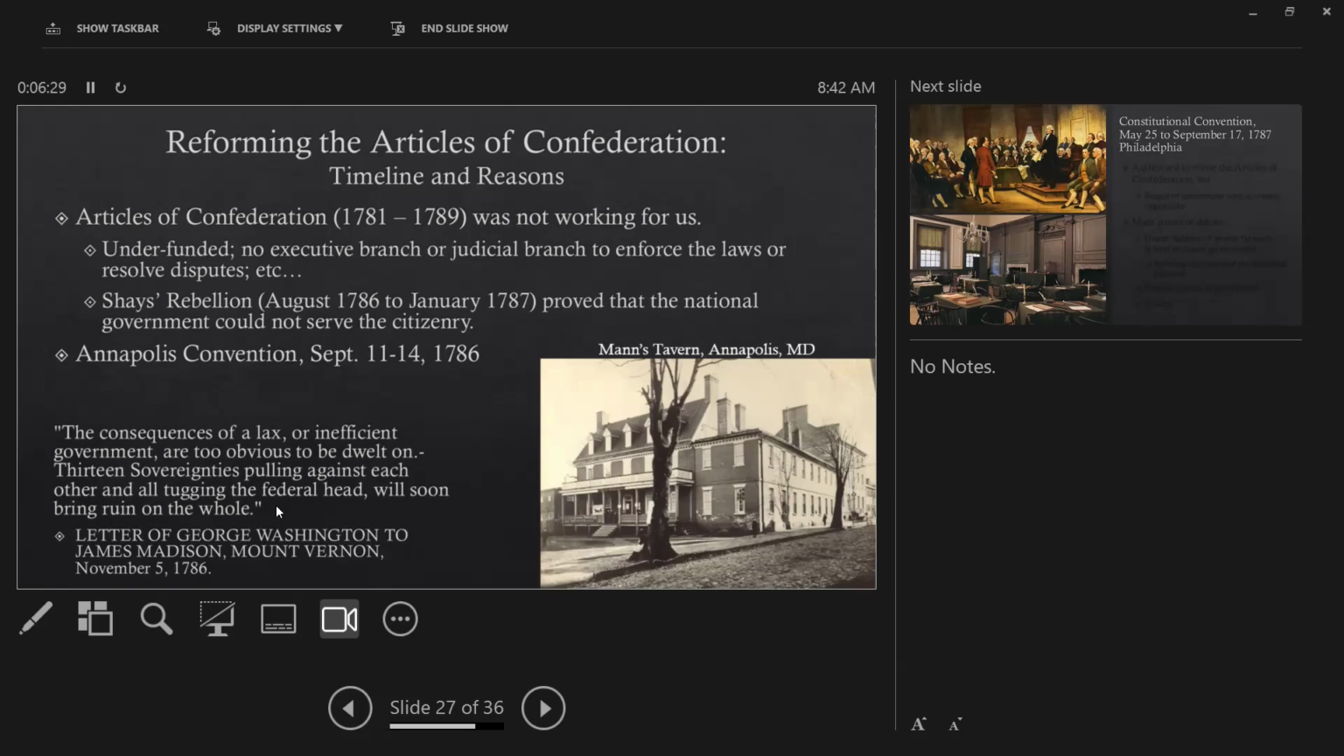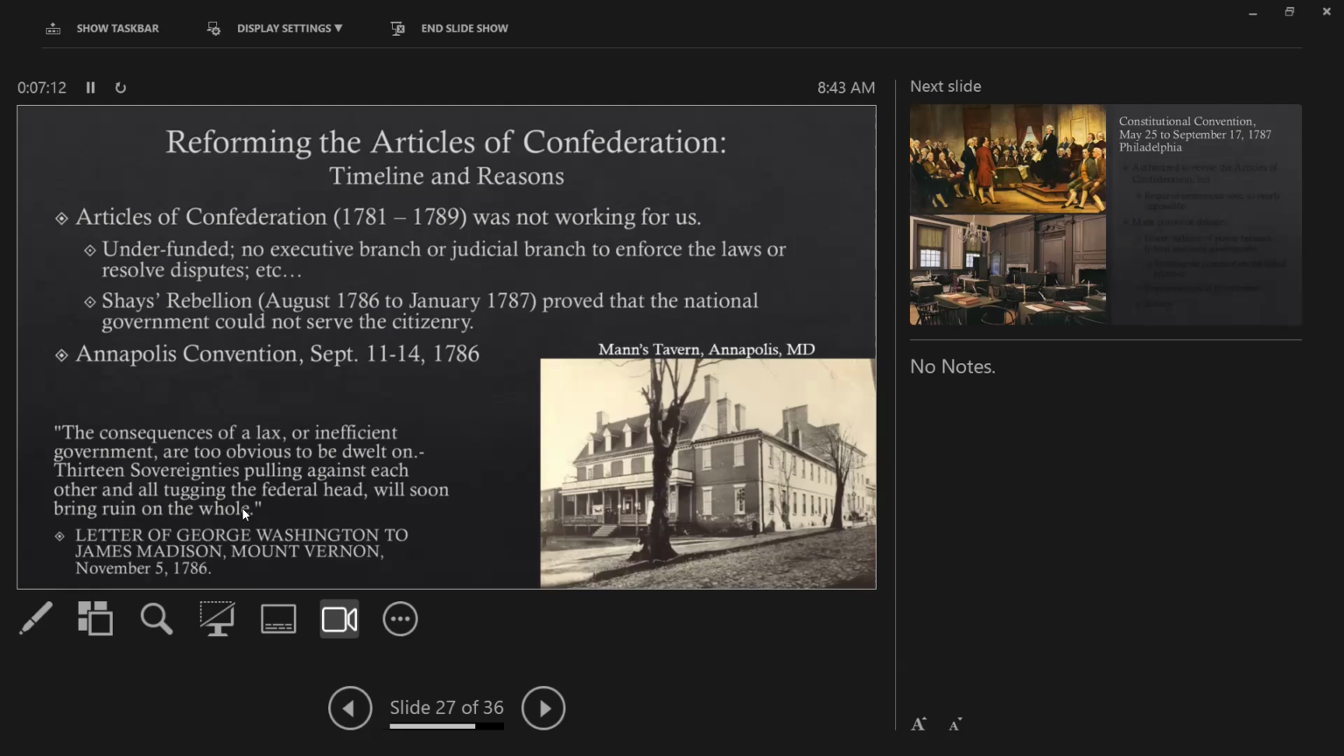This is a quote from a letter that he wrote, a letter from George Washington to James Madison. You notice the date, November 5th, 1786. So still during Shays' Rebellion, but after the Annapolis Convention. And clearly he's learned of Shays' Rebellion by this time in November, and his response is: the consequences of a lax or inefficient government are too obvious to be dwelt on. 13 sovereignties, he's referring there to the 13 separate states, pulling against each other and all tugging the federal head will soon bring ruin on the whole. So you can see the evidence there of a crisis in the country.